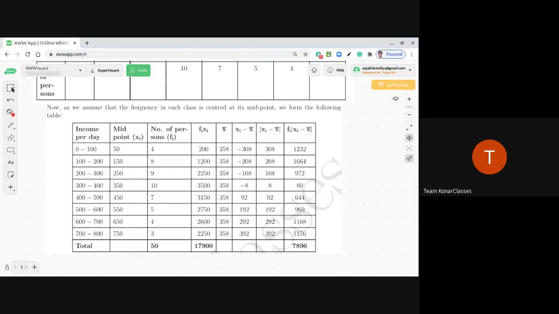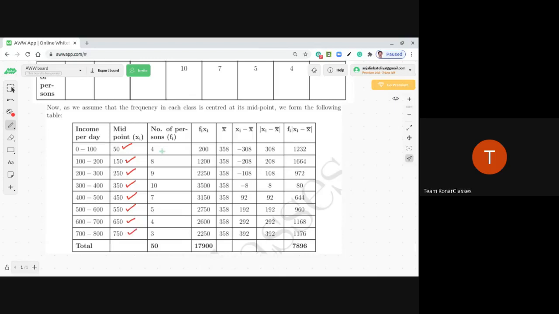Now, as we assume that the frequency in each class is centered at its midpoint, we form the following table. Income per day 0 to 100, the midpoint is 50. 100 to 200, midpoint is 150. 200 to 300, the midpoint is 250. 300 to 400, midpoint is 350. 400 to 500, midpoint is 450. 500 to 600, midpoint is 550, like this. 650 and 750 as well.